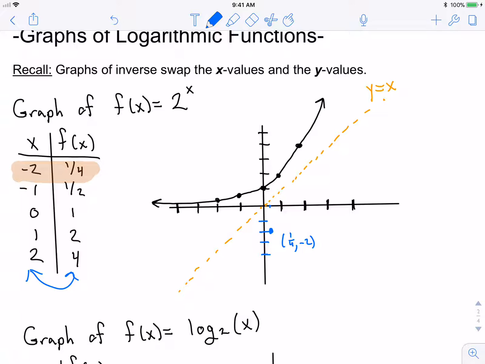The point (-1, 1/2) on the exponent becomes the point (1/2, -1) on the logarithm. (0, 1) becomes (1, 0). (1, 2) becomes (2, 1). And (2, 4) becomes (4, 2). So 1, 2, 3, 4 over on x, 2 up for y. And now we have the shape. And hopefully when we graph it down, we can see in nice detail here how these functions really are just reflected over that orange line and line up quite nicely.